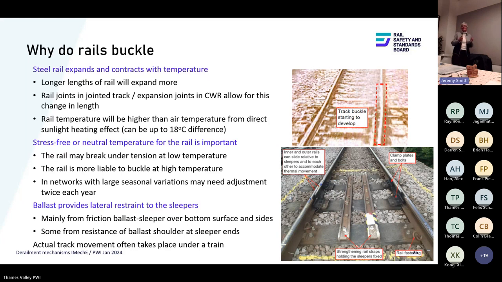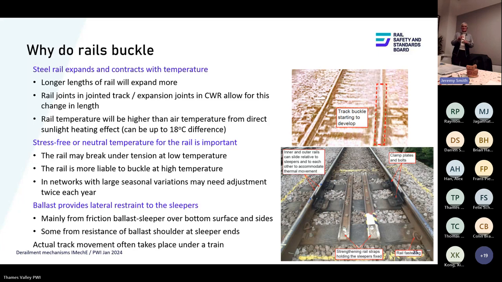when you've got jointed rails, the gaps between the joints are there to allow that expansion. When you've got continuous welded rail, obviously it doesn't do that. So it's got one temperature at which there's no longitudinal stress in it. At a higher temperature, it's a compressive stress. At a lower temperature, it's under tension. So getting that rail temperature right, the neutral temperature, is absolutely key.